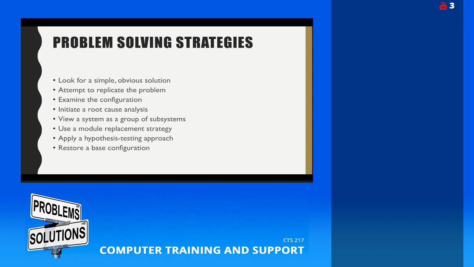Examine the configuration. Sometimes it might just be simply that the device is configured incorrectly. Examine that configuration.